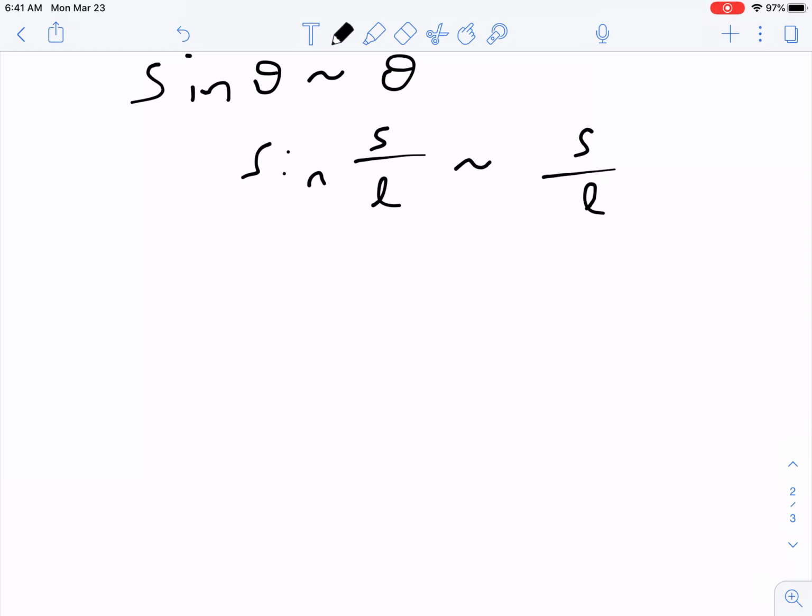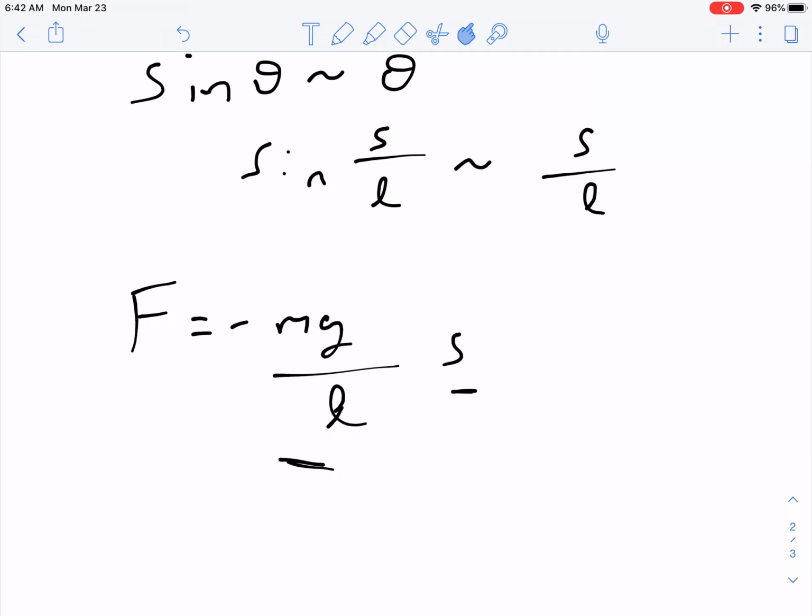Because we would take our equation, negative mg sine of S over L, but now sine is replaced with just S over L, so that gives us mg over L times S. So we've got a constant times a displacement. That gives us simple harmonic motion. The force is now proportional to a displacement, S being the displacement again. So for small angles, pendulums do exhibit simple harmonic motion, okay?